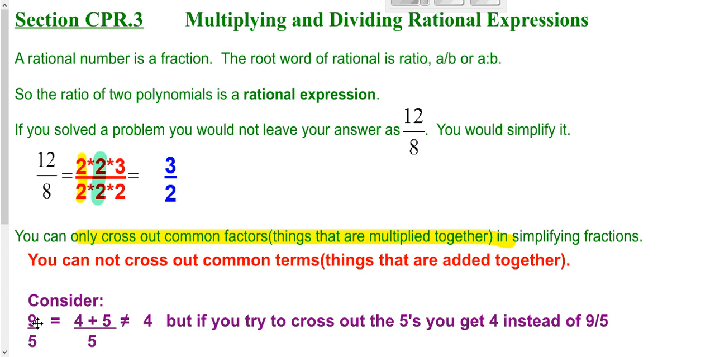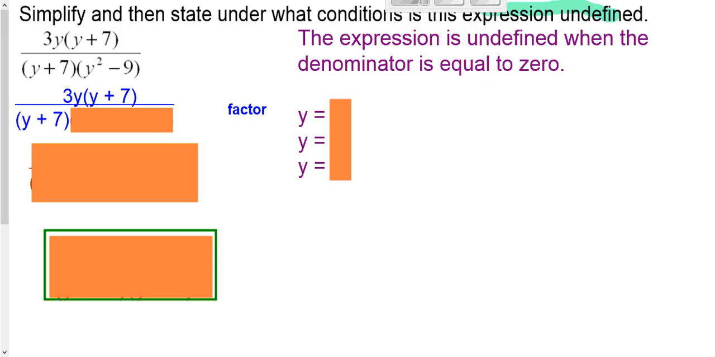Consider the problem 9 over 5. Well, 9 is also just 4 plus 5. Some people, when they see something like this, are tempted to cross out the 5's. If you cross out the 5's, you just get a 4. Well, 9 over 5 is a little bit less than 2. Obviously it does not equal 4. So you cannot cross out things that are added to the top and the bottom or subtracted to the top and bottom. You can only cross out things that are multiplied top and bottom.